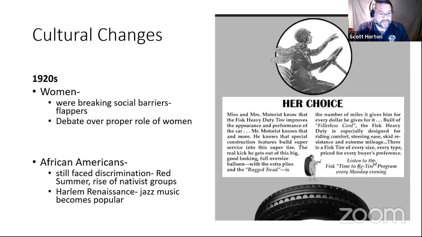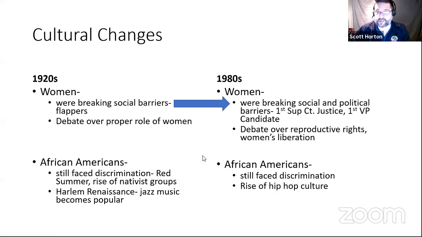That eventually many people in New York City would travel to Harlem to take part in music that was considered to be African American music at the time. So some connections. Definitely a connection with women. Women were breaking barriers in the 1980s. We have the first ever female Supreme Court justice nominated by President Reagan, and her name was Sandra Day O'Connor.